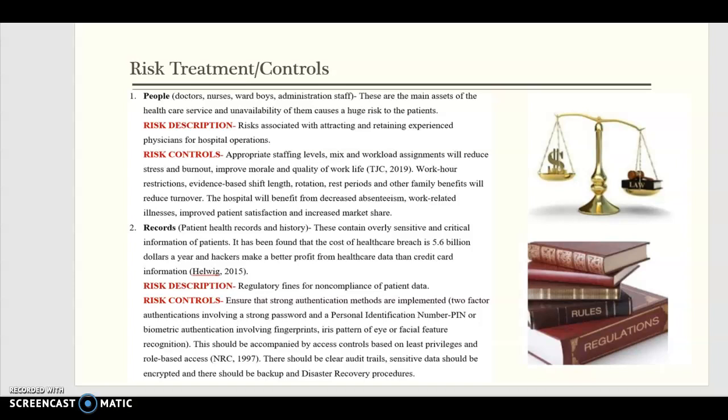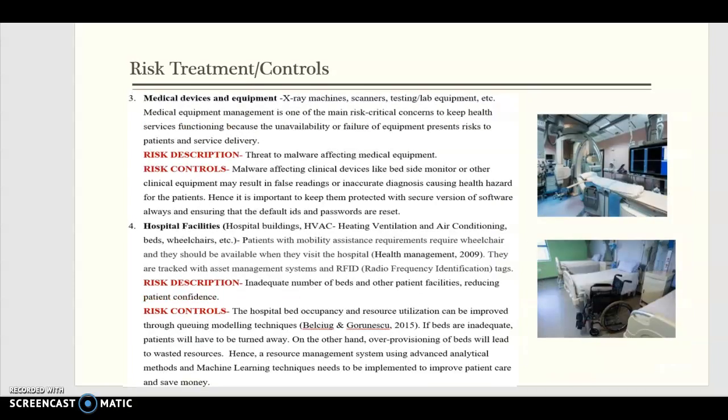HIPAA and GDPR also require that they have clear audit trails, and sensitive data should be encrypted. There should be backup and disaster recovery procedures. If any of these are missing, then the hospital may have to pay huge fines for not meeting the compliance.